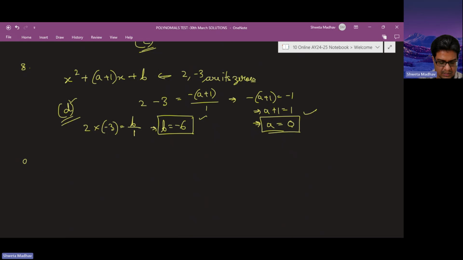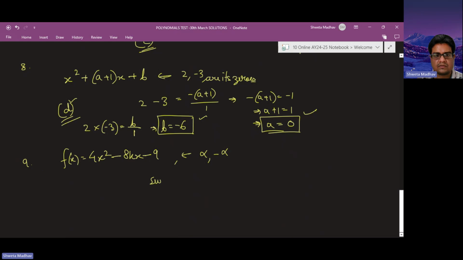Then in question number 9, it has been told, if one zero of the quadratic polynomial f of x, which is equal to 4x square minus 8kx minus 9, is negative of the other. So it means we can say that here the zeros are alpha and minus alpha, since one zero is negative of the other. So then find the value of k.